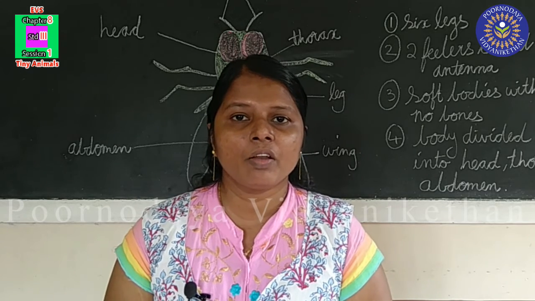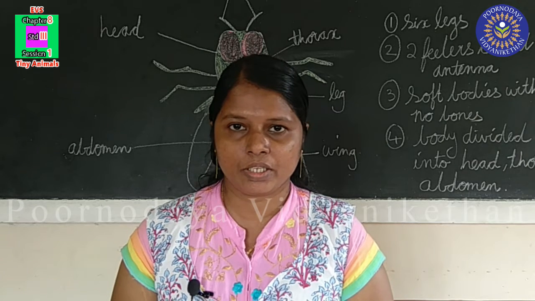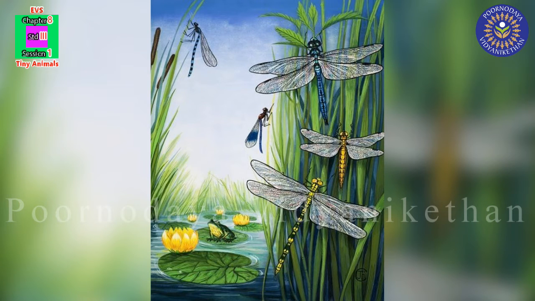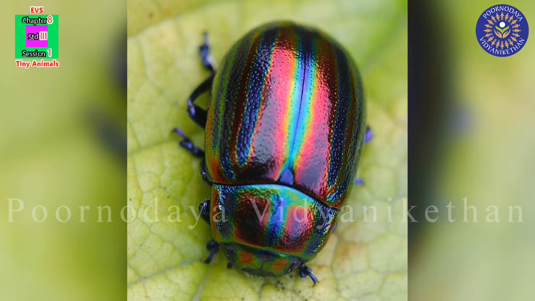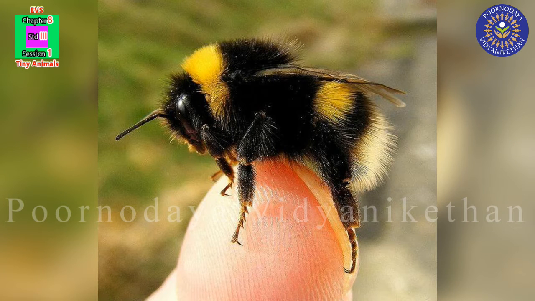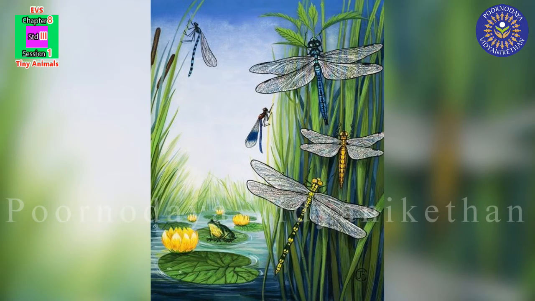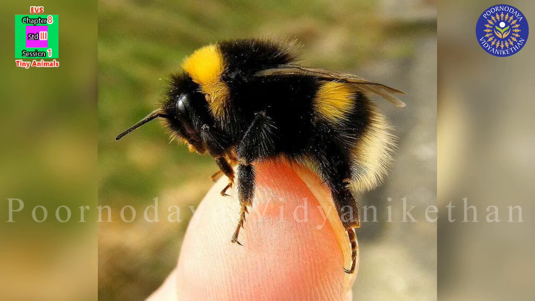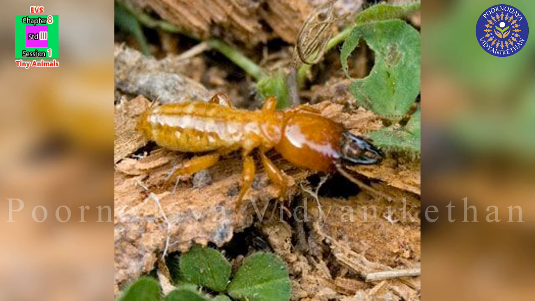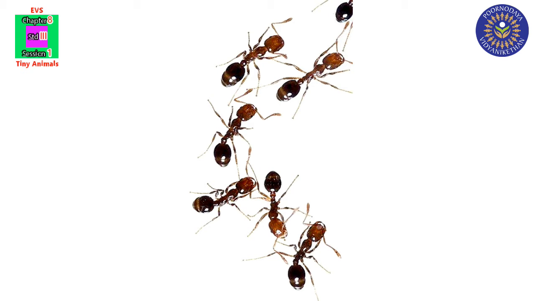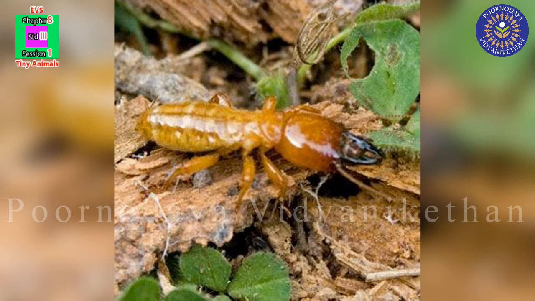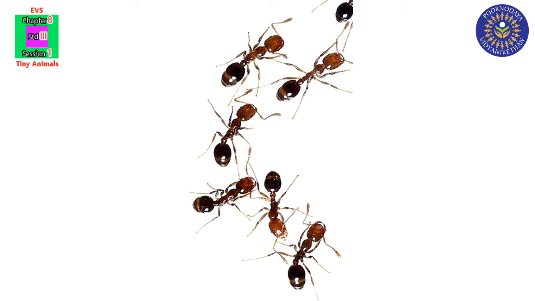Some insects like flies have 2 wings, while some like dragonflies, beetles and bees have 4 wings. You can see in the picture dragonfly, beetles and bees. Next, insects like termites and ants have wings when they are small, and they shed them off as they grow up. In the picture you can see termites, ants.